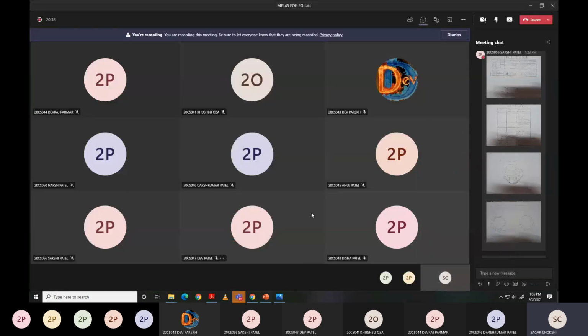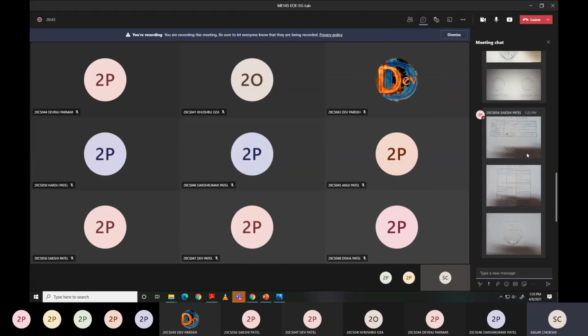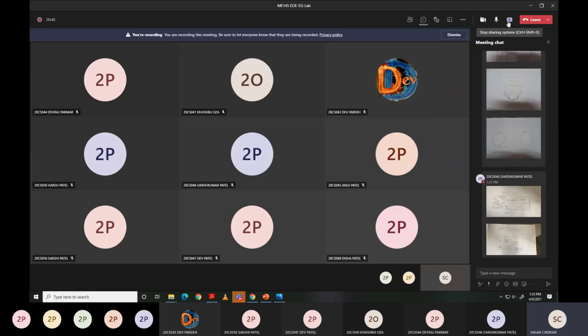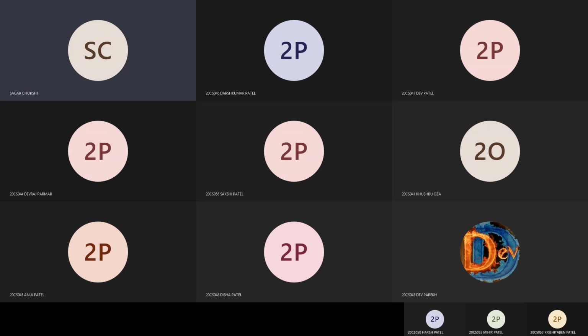Okay, now what about the other students? Share your drawings. Today's session is for the discussion of your drawings. Next time we will go for the engineering scale.